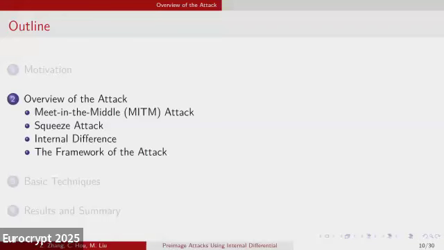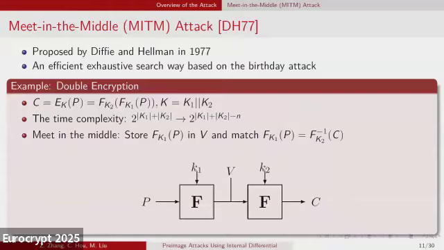The second part is an overview of the attack. One of the methods we used is the meet-in-the-middle attack, which was proposed by Diffie and Hellman in 1977. It is an efficient, exhaustive search way based on the birthday attack. The idea is to divide the whole space into 2 parts and find a collision between them. And a typical example of the application is to attack the block cipher with double encryption.